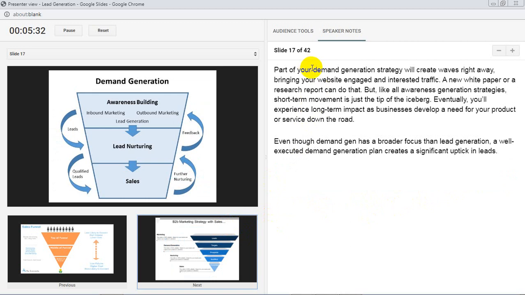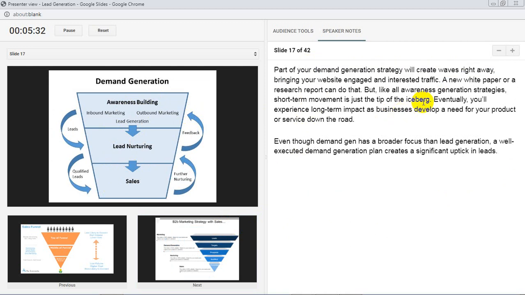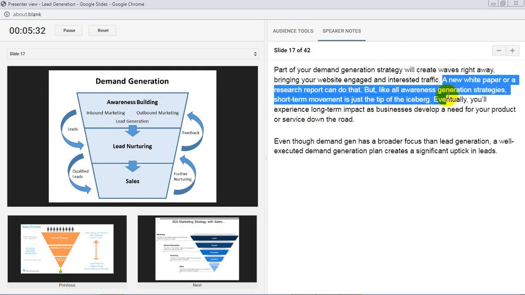Part of your demand generation strategy will create waves right away, bringing your website engaged and interested traffic. A new white paper or a research report can do that.